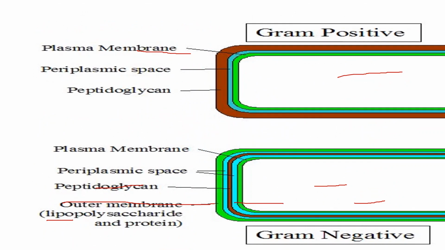So this is another picture. In gram-positive bacteria, the outer covering made up of peptidoglycan is very thick as compared to gram-negative, and in gram-negative there is an outer membrane. Inside the outer membrane, these two in blue are the periplasmic space, and the inner one, which is green in color, is the plasma membrane. So basically the difference between gram positive and gram negative depends solely on the structure of the cell wall. If the cell wall is thick, it is called gram-positive bacteria, and if the cell wall is thin, it is called gram-negative bacteria.